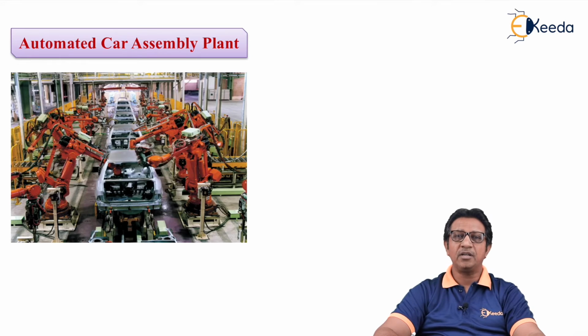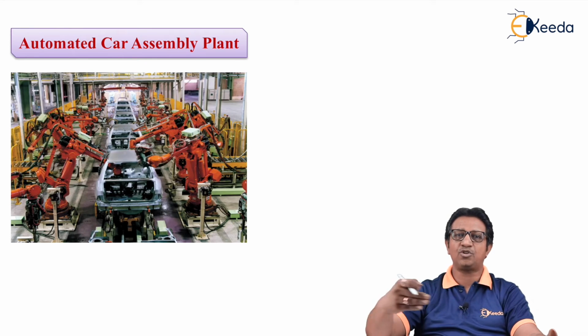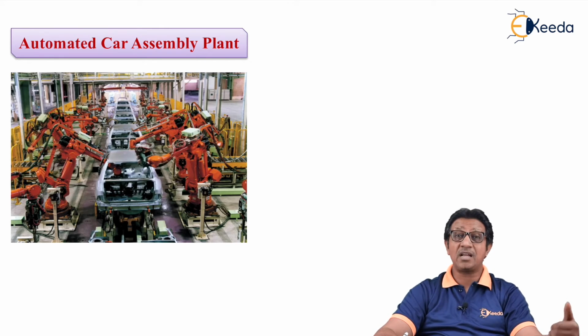So that shouldn't happen. It means that when the car body comes, the robot should start its work, and once the job is over, the robot should move back and the car should move further. In this way, the complete car assembly system works, where a sequence of robots are completing the task or the services in the given time frame.